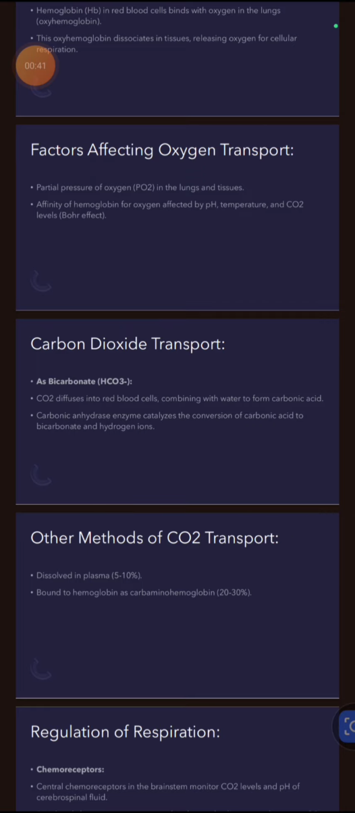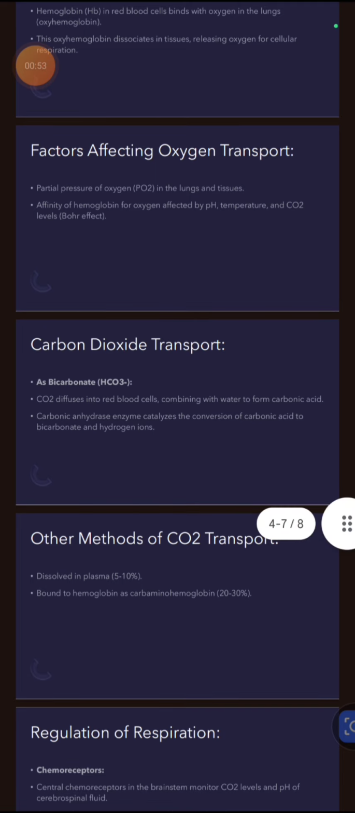Factors affecting oxygen transport: partial pressure of oxygen, PO2, in the lung and tissue. The affinity of hemoglobin for oxygen is affected by pH, temperature, and CO2 level, known as the Bohr effect. Carbon dioxide is transported as bicarbonate, HCO3.